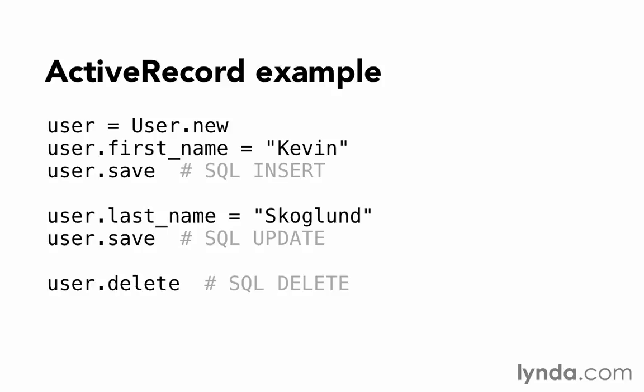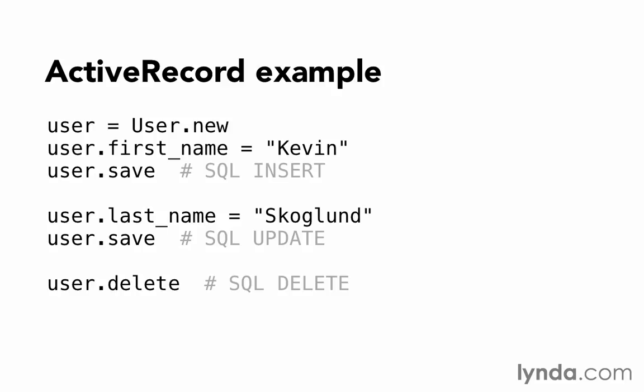Next, I set the attribute last name equal to Skoglund. Then I call user.save again. This time, instead of doing an insert statement, Rails does an SQL update statement because the active record object keeps track of the fact that this object has already been stored in the database. So it not only constructs the SQL for us, but it makes smart choices about what kind of SQL to write. And then last, I call user.delete, which writes an SQL delete statement which deletes this row from the database.